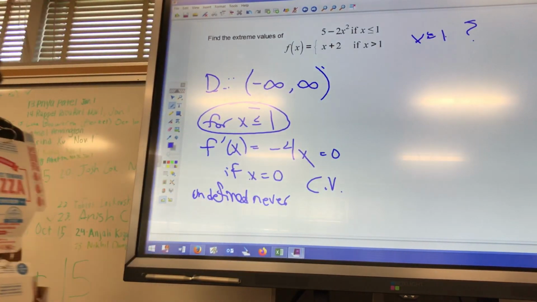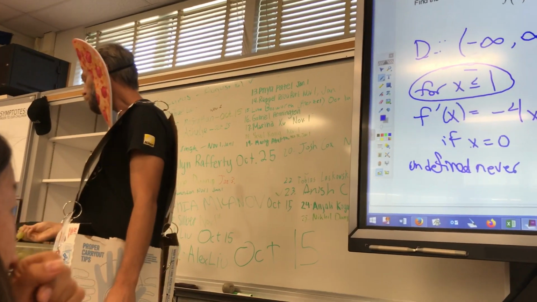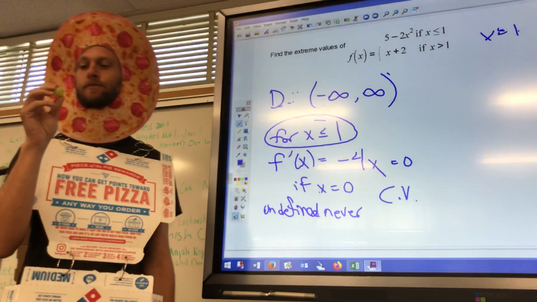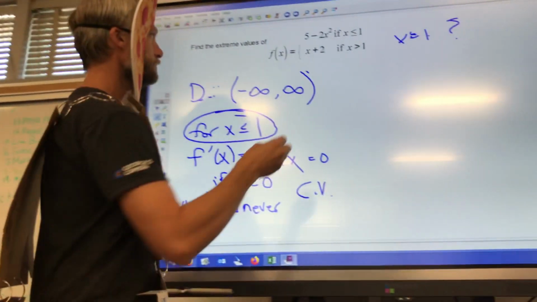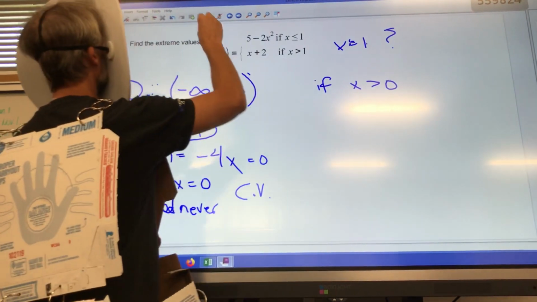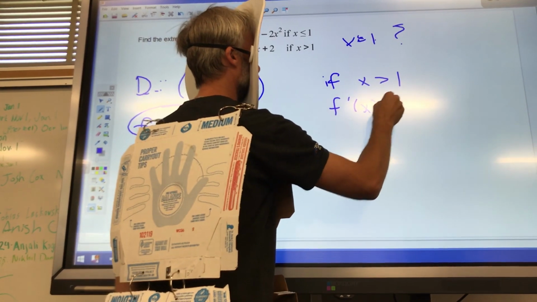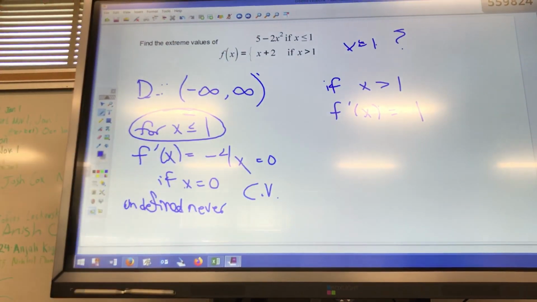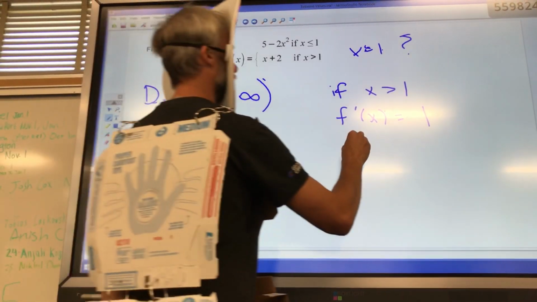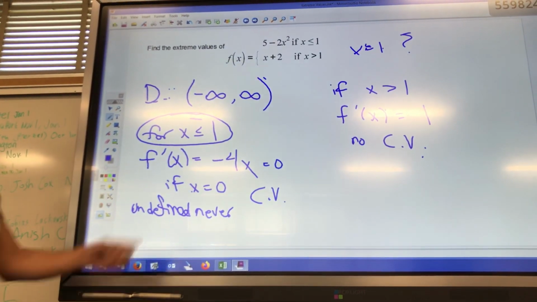All right. Now we have to do it with the other piece. If x is greater than 1, what does f prime of x equal? 1. When does 1 equal 0? Never. When is 1 undefined? Never. So we get no critical values from this. Everybody good with that? So we have one critical value at x equals 0.